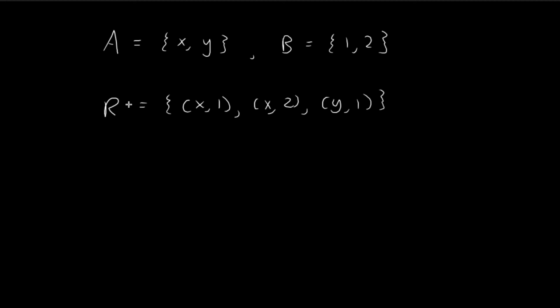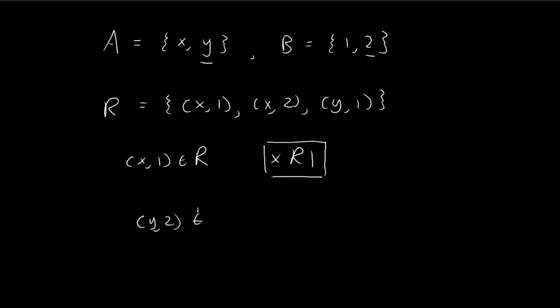Now for this particular relation, you can see that, first of all, (x, 1) is an element of R. And so that means x is related to 1, and so we can write xR1. So this means x is related to 1 based on this relation. On the other hand, you can see that y is not related to 2 because (y, 2) is not an element of R. And so because of this, we can write y R-slash 2. So this means y is not related to 2.